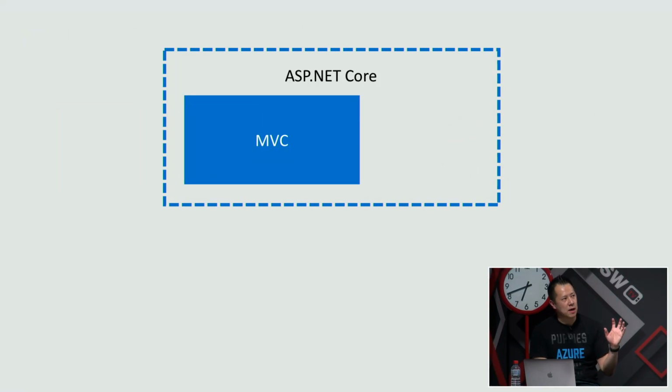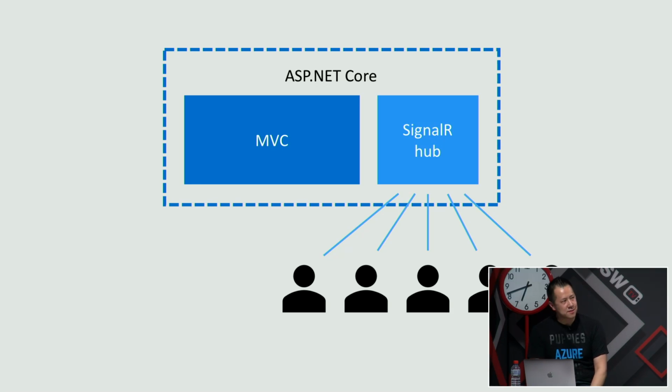So just really quickly about how SignalR works with ASP.NET Core. So ASP.NET Core has MVC and also Web API and all that stuff. And SignalR just more or less creates a new kind of endpoint called a hub endpoint that all the connections connect to.